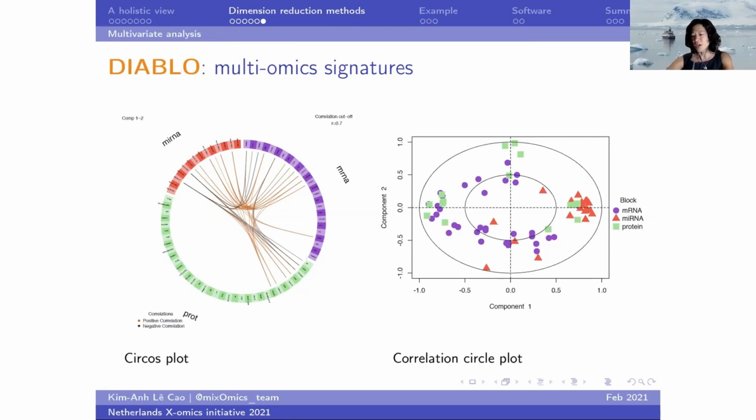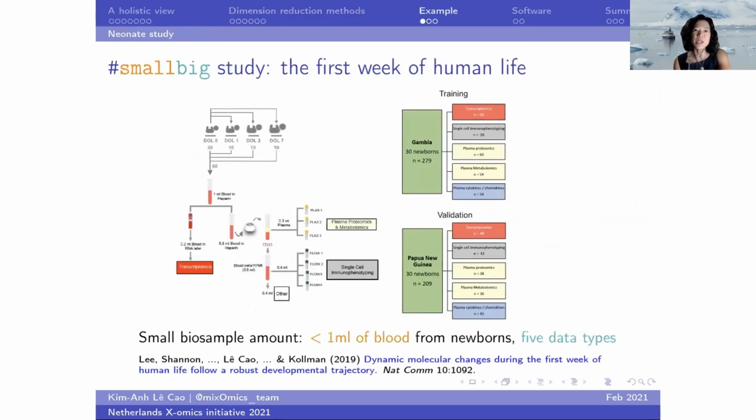So moving on now, I'm just going to show you quickly one example where we applied Diablo. This is called a small big study. It's a small study in the sense that we had to start from a very small biosample amount, less than 1 milliliter of blood in newborns. And it's big because we had 5 data types.